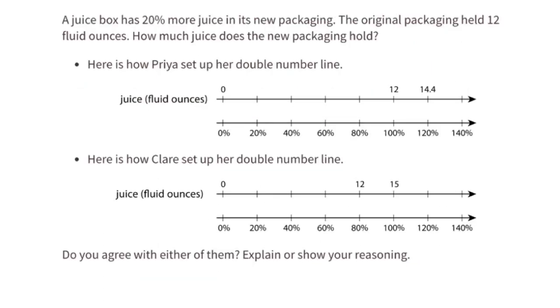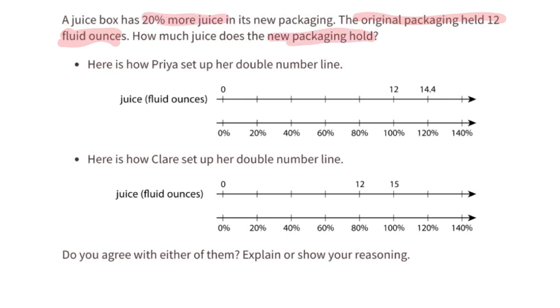Okay, we've got two people that have two different number lines for the same situation, and we've got to try and figure out which one of them is right. So it says a juice box has 20% more juice in its new packaging. The original packaging held 12 fluid ounces. How much juice does the new packaging have?